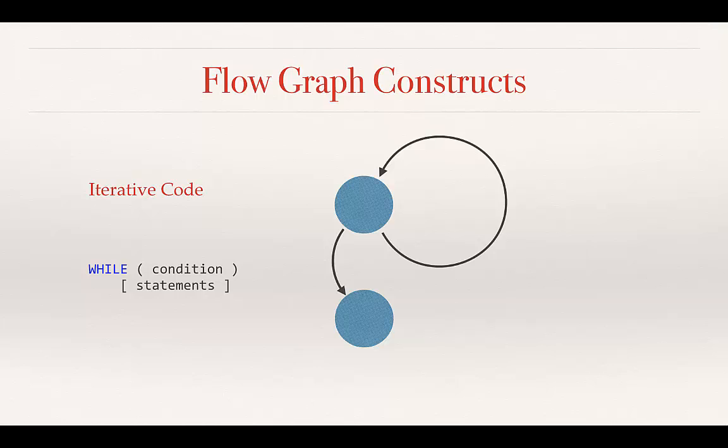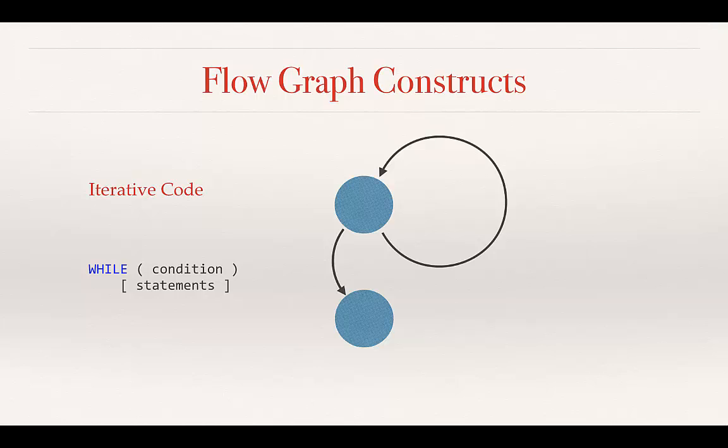Finally, we have the flow graph construct for iterative code. This has two nodes. One of the edges from the top node goes directly to the bottom node. This edge represents what happens when the while condition is false. You break out of the loop. The other edge circles back to the top node. This edge represents what happens when the while condition is true. The code continues to iterate.